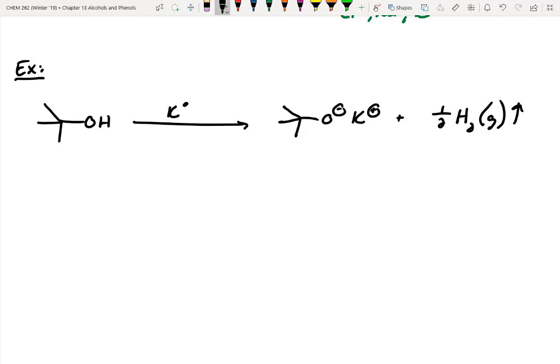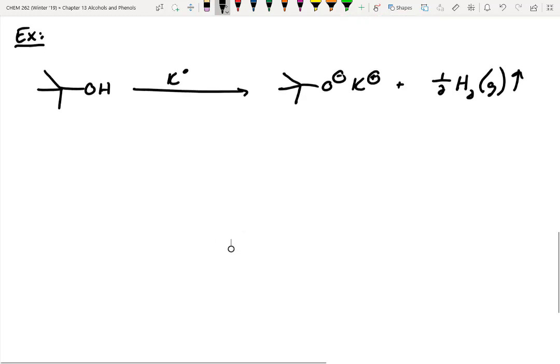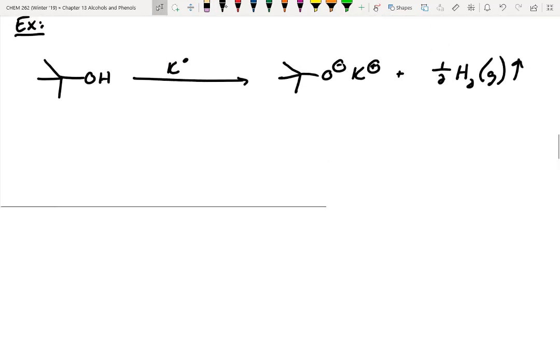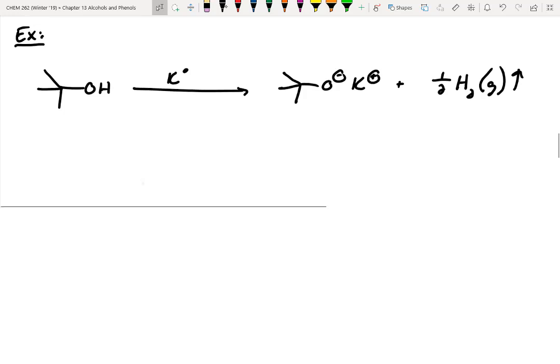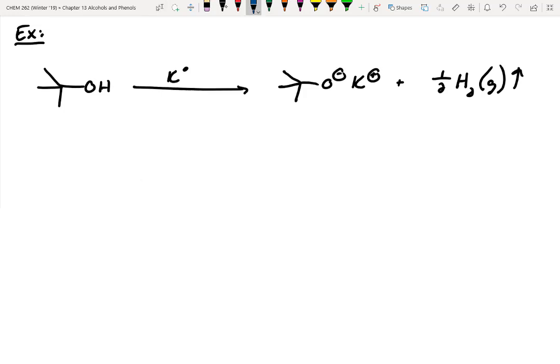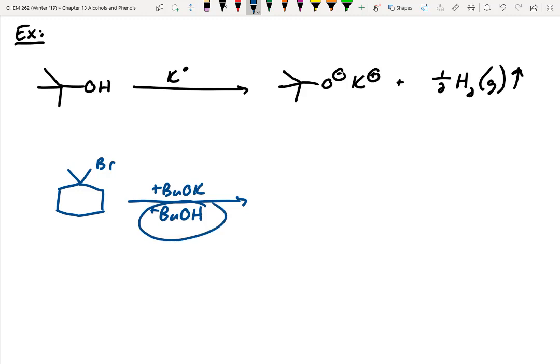Oftentimes, when you see potassium tert-butoxide used, you'll also see the solvent shown as well. So let me show this in context. Let's say I've got this starting material, and we see potassium tert-butoxide. Oftentimes underneath it, you'll see tert-butanol written out. Why do you think tert-butanol is often shown on the bottom?